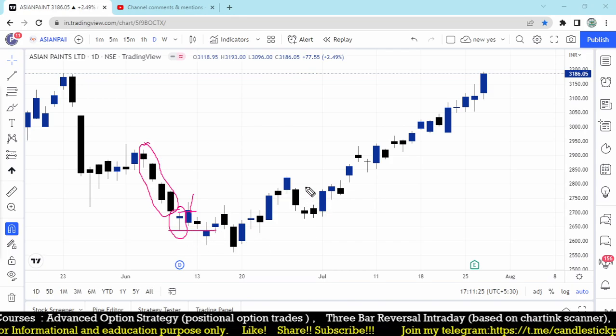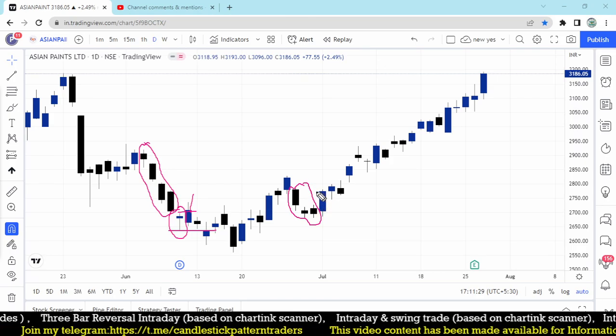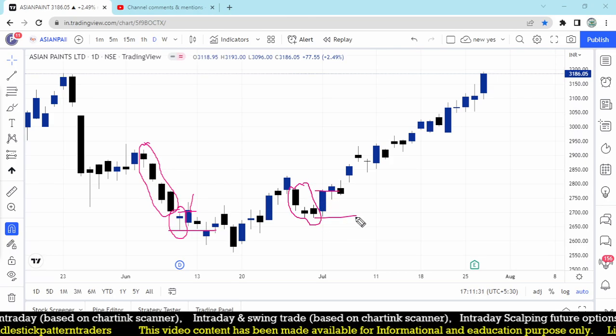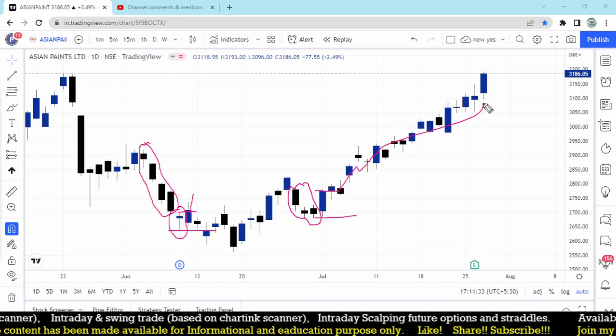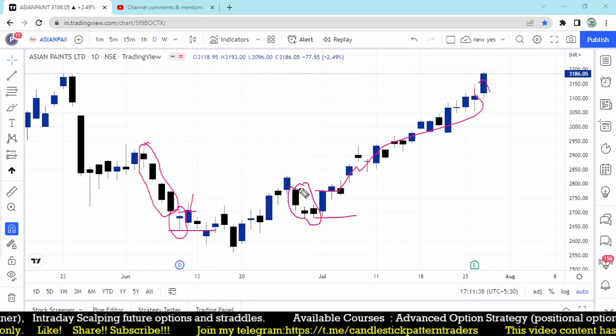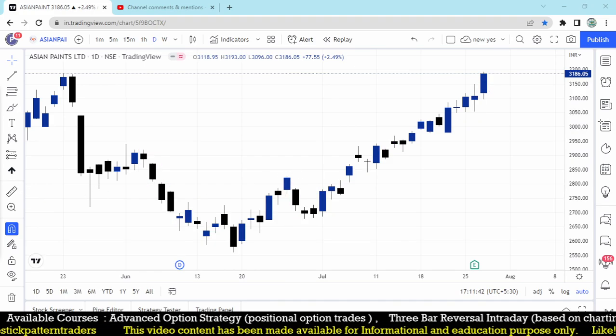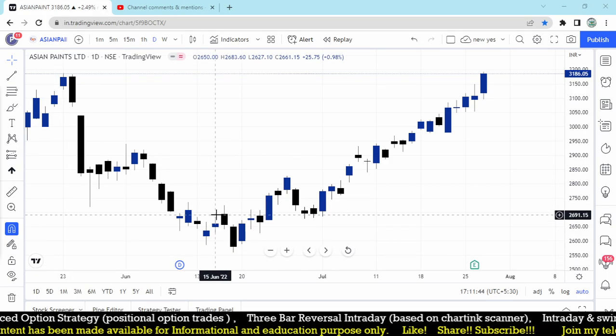Similarly here, 3 consecutive down candles, but the fourth one is bullish. Once the bullish candle is broken, the market keeps on going up. So this may work well. As you requested, I'm going to create the scan, and I'm going to make it even better.